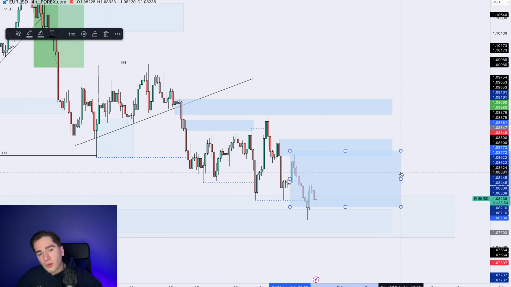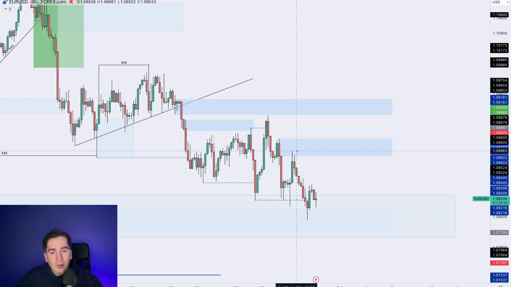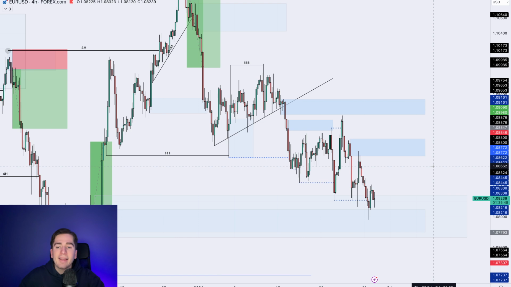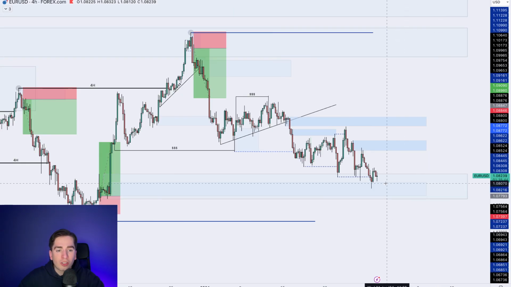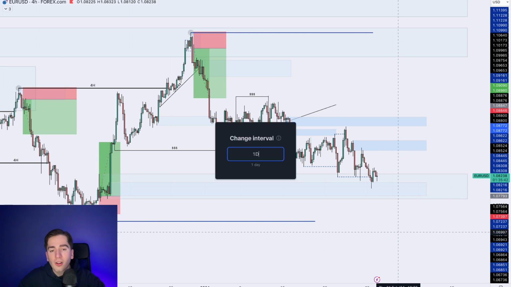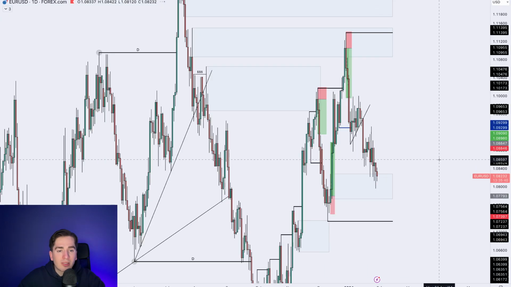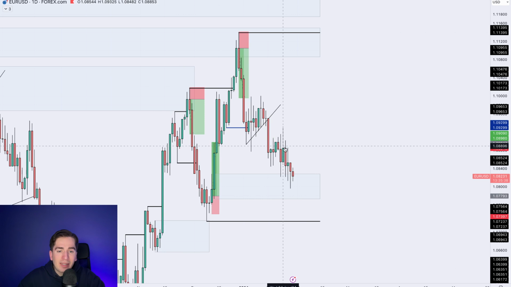So let's just focus on what that 4-hour does. Can that 4-hour break this high over here and see some bullish momentum come in? Then we could potentially look for those longs. Otherwise, I do see euro dollar just trickling down further and further. Now, just going back towards the daily real quick, we can see the messy price action that we're getting over here on the daily.